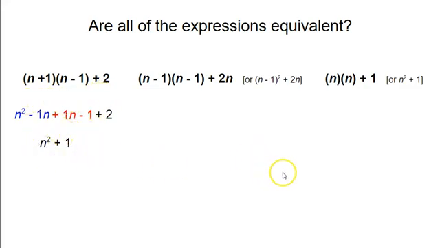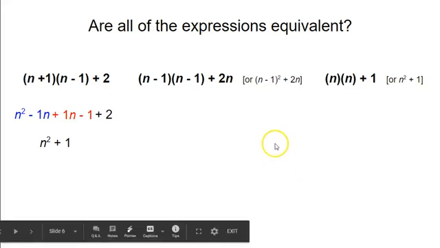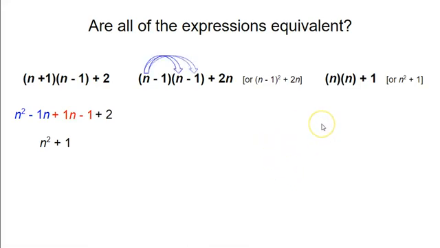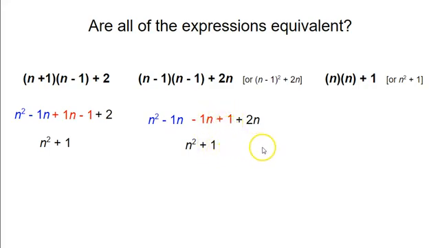And when we look at the second expression, we're going to do the same thing. We're going to distribute that n to each of the terms in the second binomial, distribute the 1 to each of the terms in the second binomial, and then add the 2n. When we simplify, here we've got n squared minus 1n minus 1 more n, that equals negative 2n, plus these 2n equals 0, and we're left with the plus 1, so n squared plus 1.